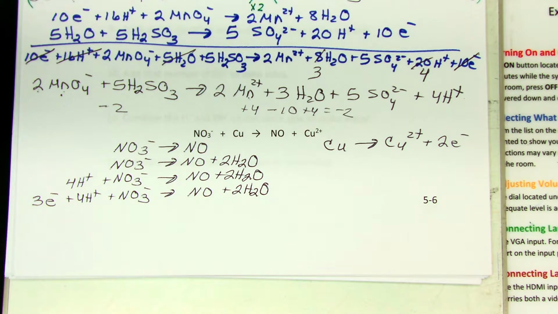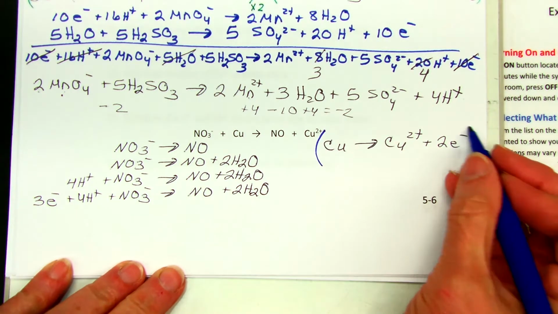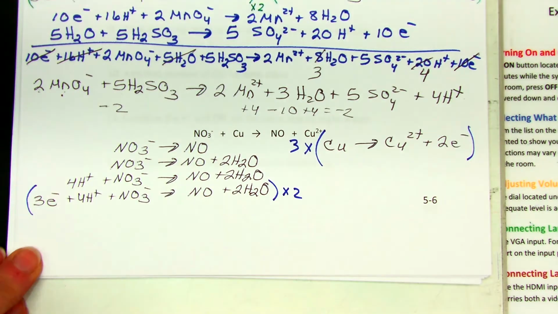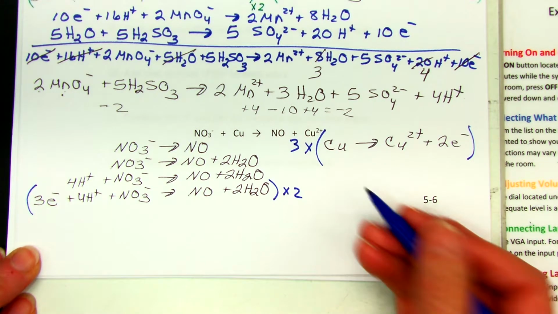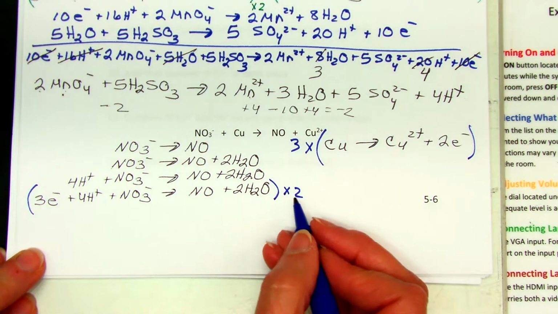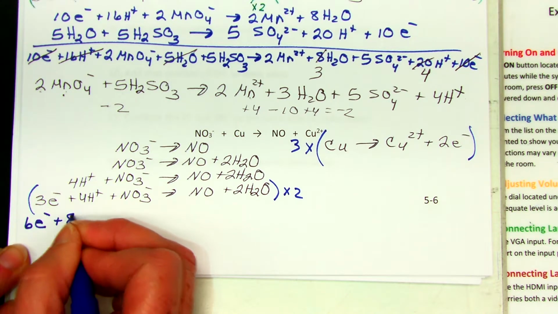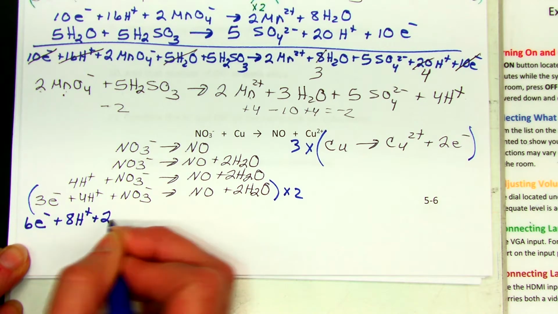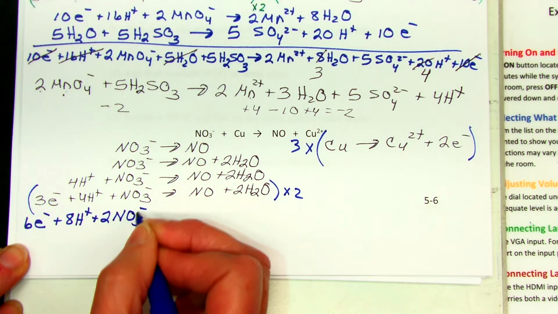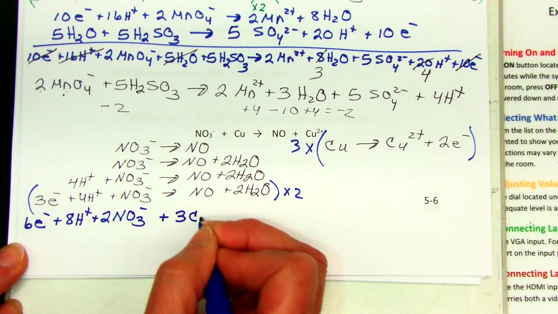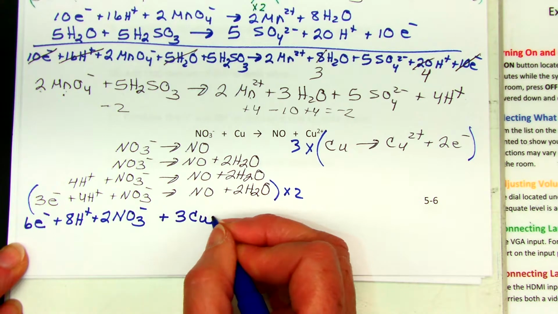Now when I look at my 2 halves, I have 1 half with 3 electrons and 1 half with 2 electrons. So I'll multiply my copper half by 3 and my nitrogen half by 2. And then I add them together. I'm going to do this multiplying and adding in one step. 2 times 3 electrons gives me 6 electrons plus 8 hydrogens plus 2 nitrate. That's my reactants from the nitrogen half. I'm going to add in the copper half. Plus 3 copper. I'm multiplying by 3 and adding the reactants together.